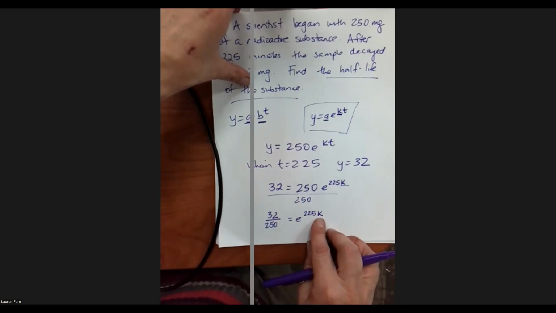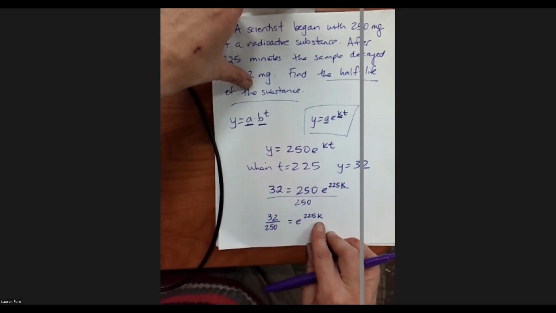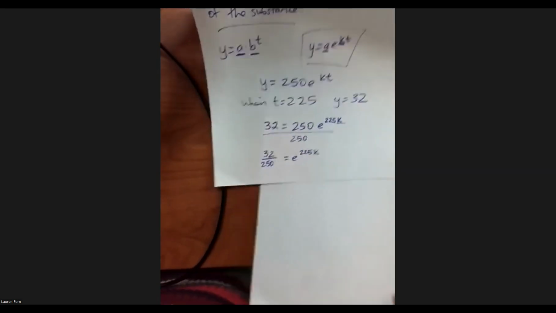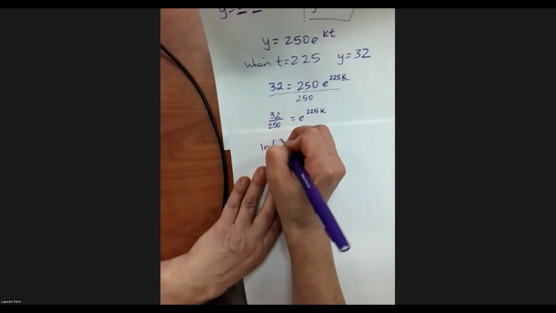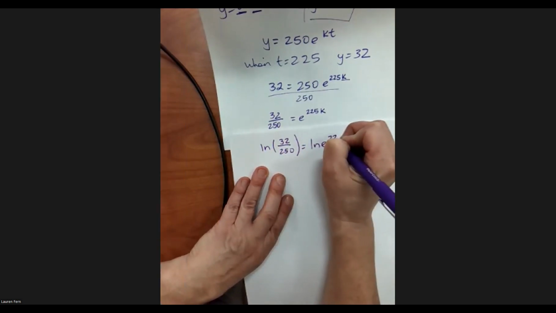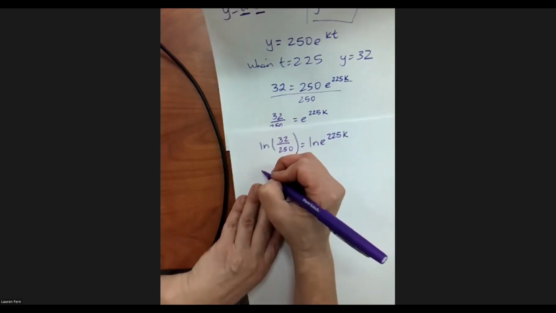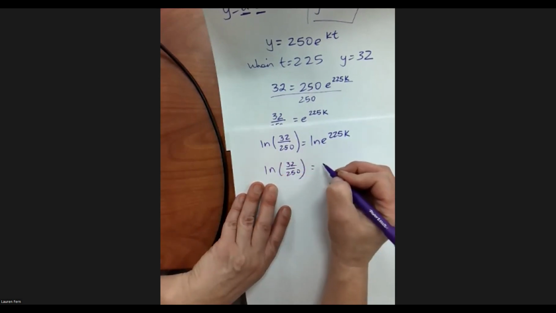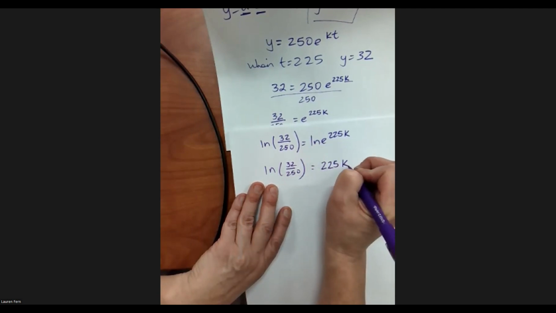Now, we want to get K. How do we get to our exponent? Take the log of both sides, and when you have the base of e, you totally want to natural log it. So if I take the natural log of both sides, I have the natural log of 32 over 250 is the natural log of e to the 225K. And the beautiful thing about what happens on my right-hand side is these are inverses of each other, so we're just left with 225K.